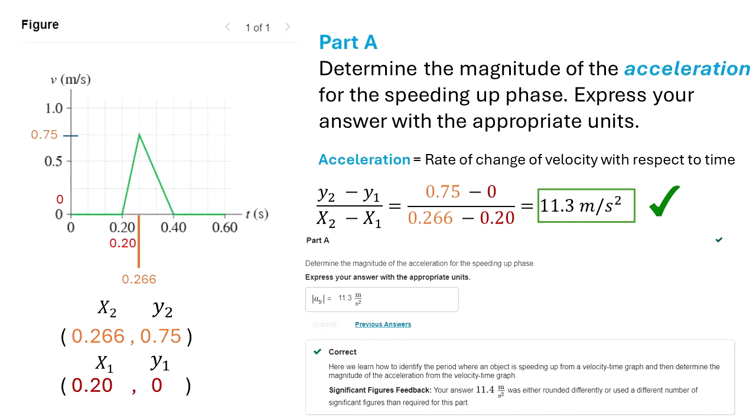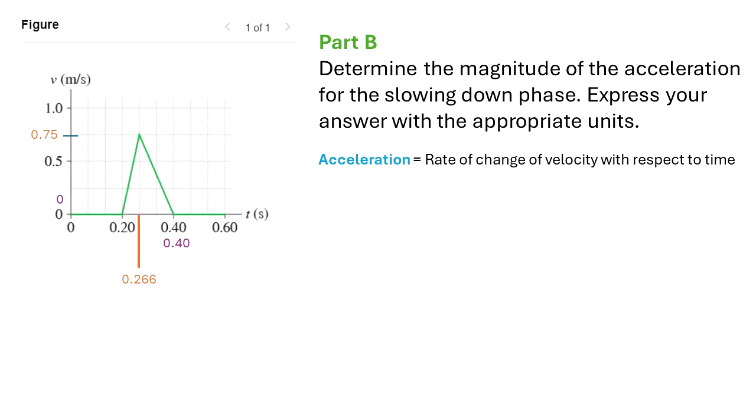Now that this is clear, we see how we got two points in this graph and found the slope of the velocity versus time graph for the speeding up phase, and that's the acceleration for this part of the experiment. Now let's continue with part B. Determine the magnitude of the acceleration for the slowing down phase. Express your answer with the appropriate units.